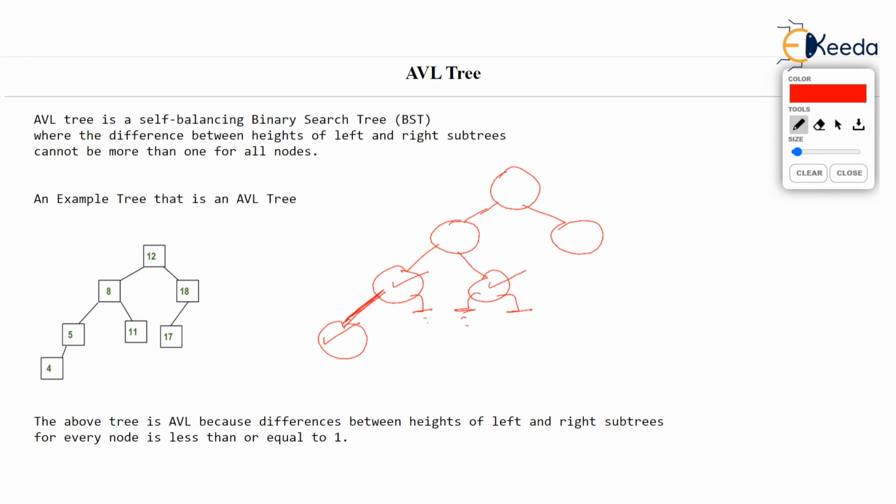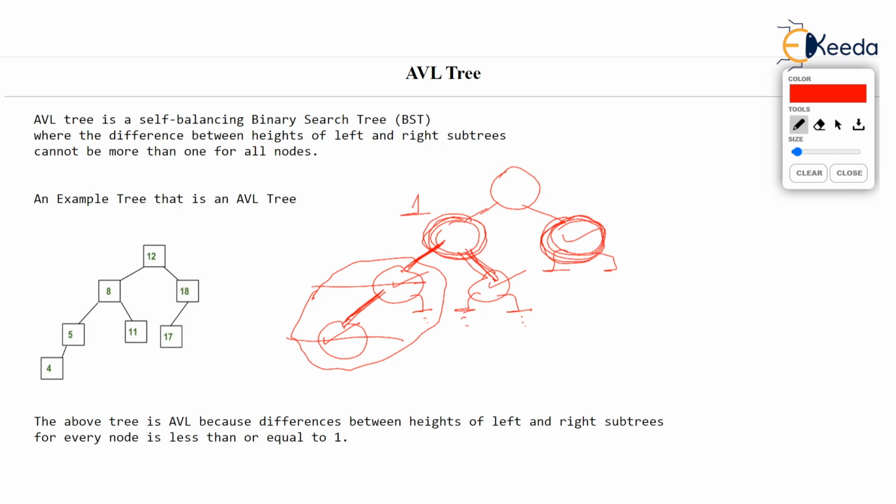Allowed. Now let's check this node which I am marking right now. The left height is 2. You can see that left height is 2 and right height is 1. So 2 minus 1, 1, allowed. Now you can see the node here is also balanced because 0 minus 0 is allowed.